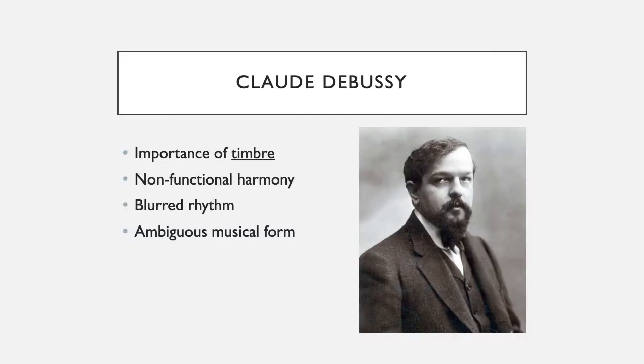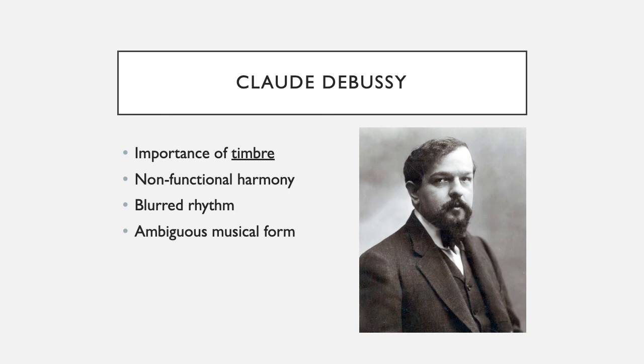The French composer who tried to translate the aesthetic of the Impressionist painters and the symbolist writers into music is Claude Debussy. And he tried to create this sense of suggestiveness or ambiguity in his music with some particular elements that we can highlight. The first one that I'm going to talk about is the importance of timbre or tone color. And I think you can see how that's sort of a direct analogy to painting.